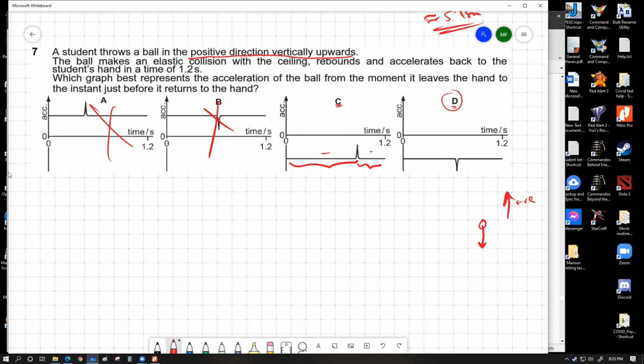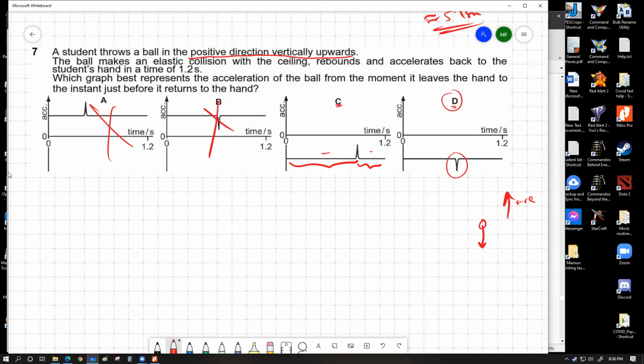So regular students who simply understood that the g should be on the minus side should be able to choose the correct answer simply by observation. So D is the correct option. You can choose it very easily, but I'm going to help you understand better why this spike should be in the downward direction.